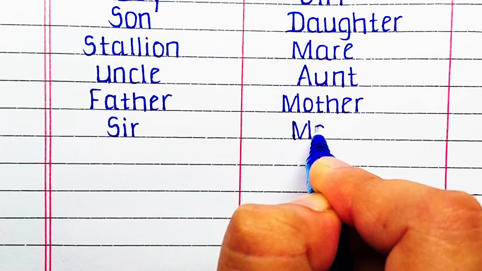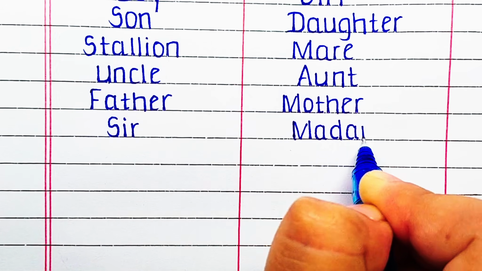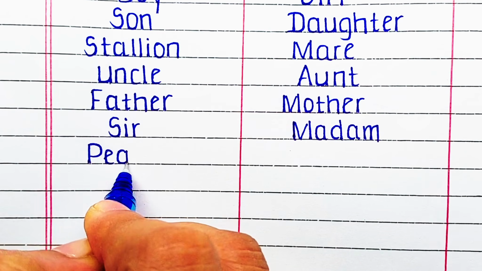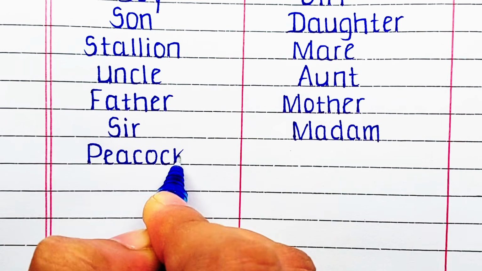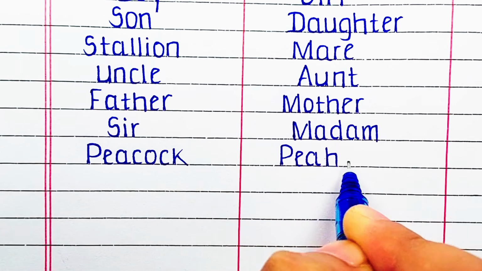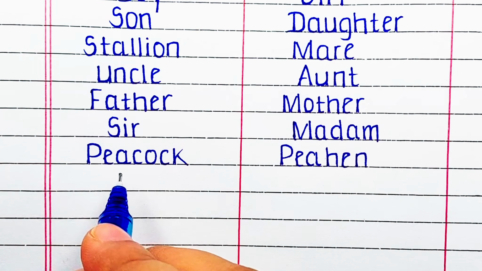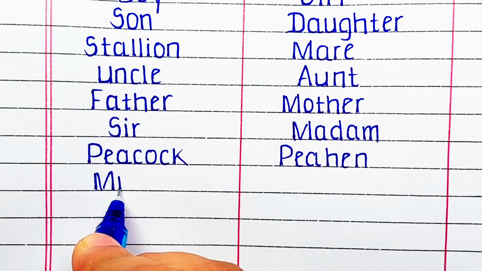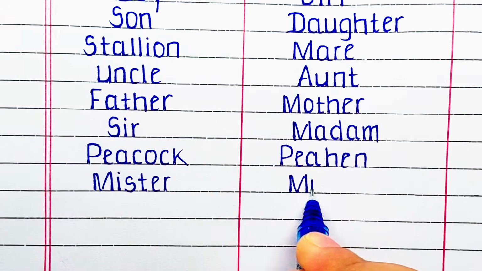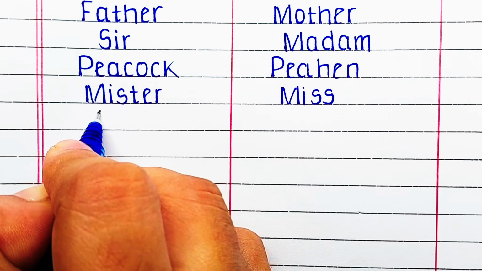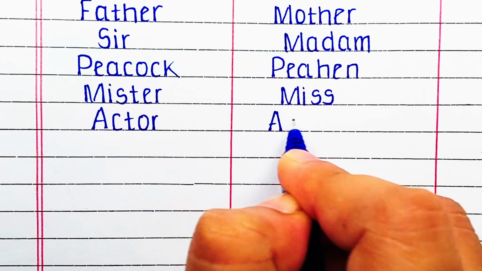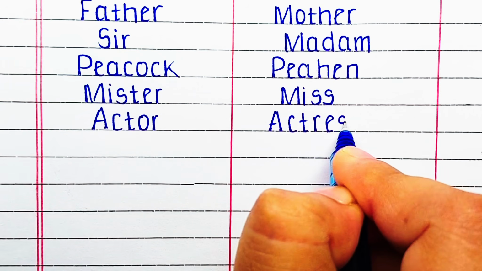Next is sir. Its feminine word is madam. Next word is peacock. The feminine word for peacock is peahen. Next word is Mr. Its feminine word is miss. Next word is actor. Its feminine word is actress.